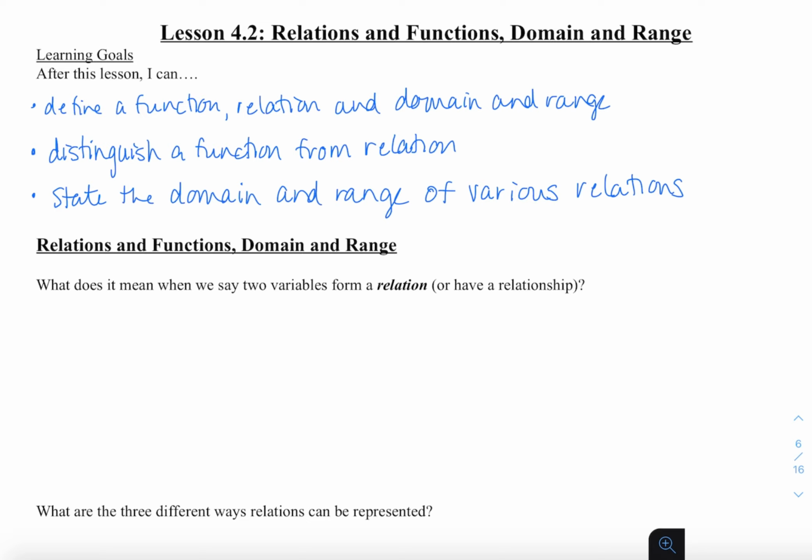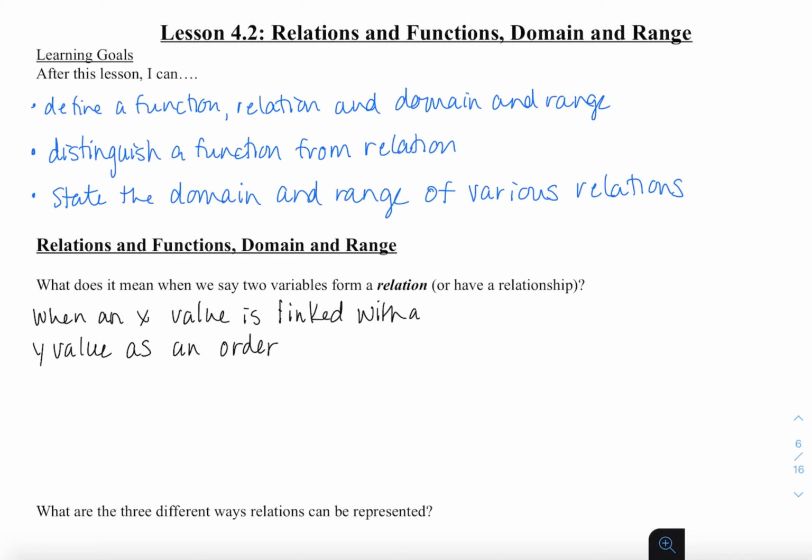A relation is pretty simple. The definition of a relation is when an x value is associated, or let's use the word linked, with a y value as an ordered pair. Okay, so basically they come as a package deal, x, y. So it's a relationship between x and y.